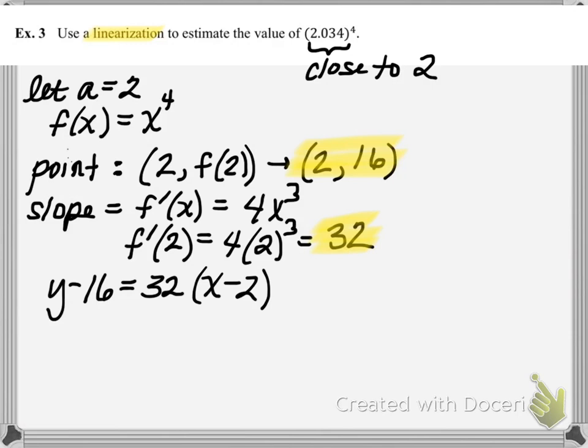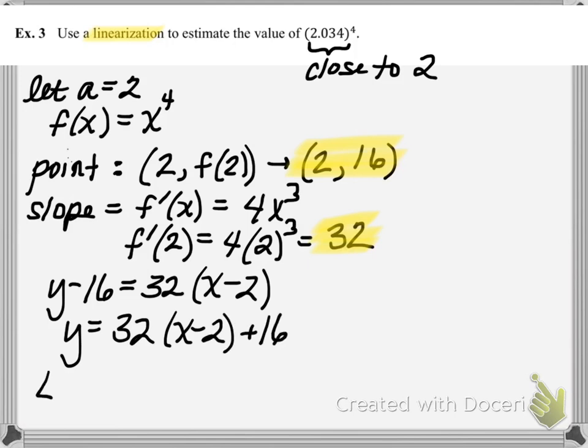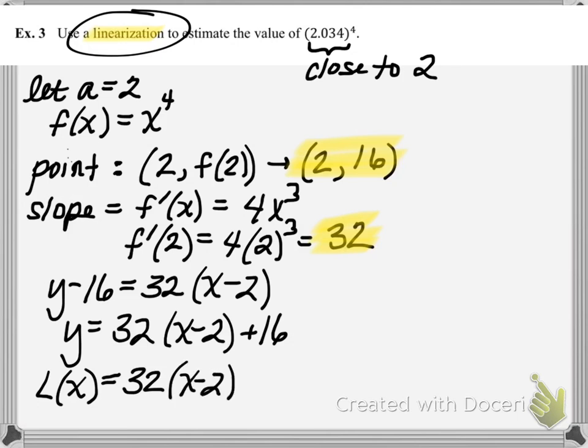You can add 16 to isolate y, get y by itself, and this is perfectly acceptable, or you could go ahead and label that as L of x if you wanted to, since this is called a linearization. L of x is equal to 32 times the quantity x minus 2 plus 16. All right, so our first step is done. We have the equation for our tangent line.